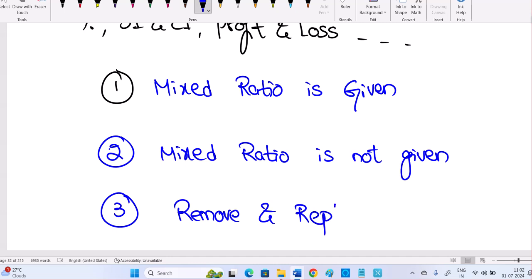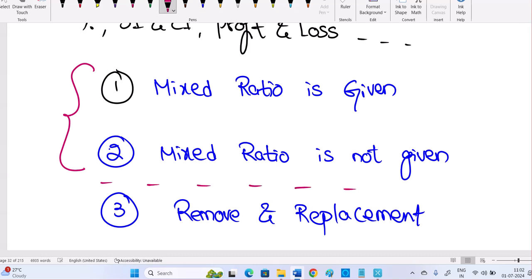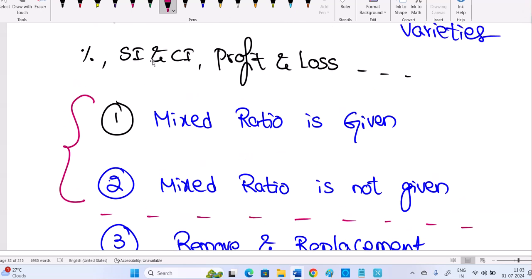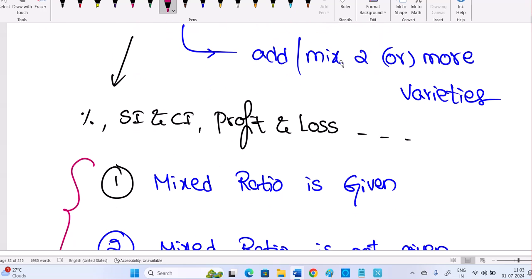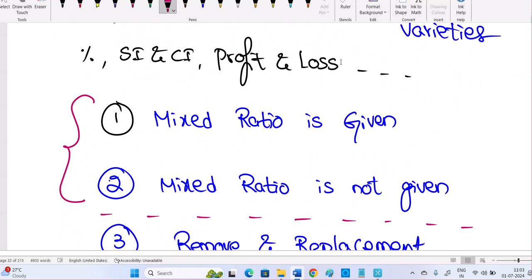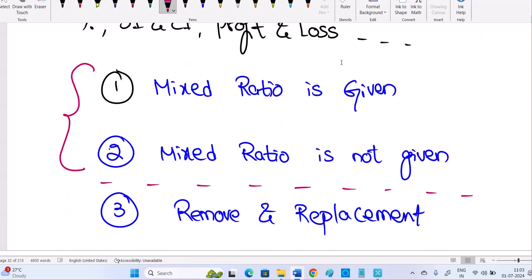The first two are a bit interconnected. The last one is an independent one. Remove and replacement is a bit of a different way of solving the question. The first two are linked: mixed ratio given, mixed ratio not given. The last one is remove and replacement. Only three models in this entire topic, mixtures and alligation. When you add two or more varieties, we should think about this topic.